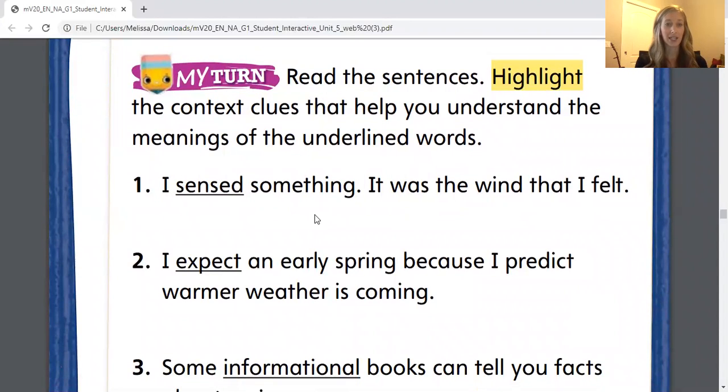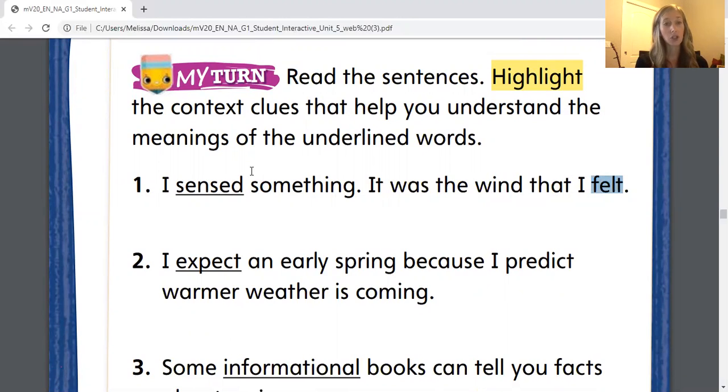The underlined word is sensed. The entire problem says, I sensed something. It was the wind that I felt. So what did you sense? When you sense something, you're using one of those 5 senses. And what's the sense that they're talking about in the second sentence? I sensed the wind. It's something I felt. So the word you should be highlighting is the word felt, okay?